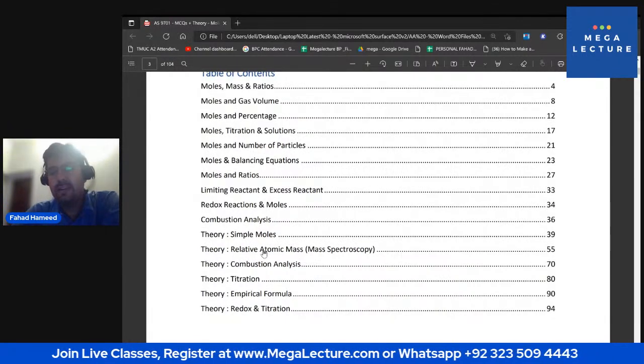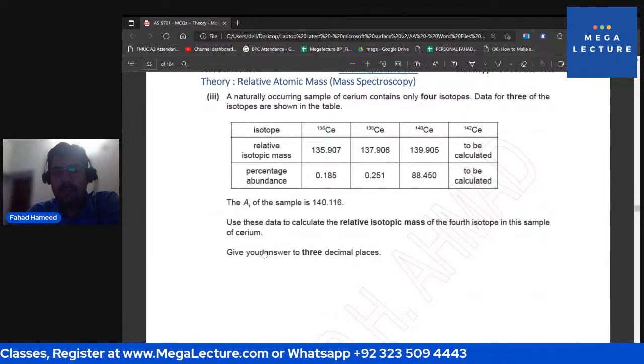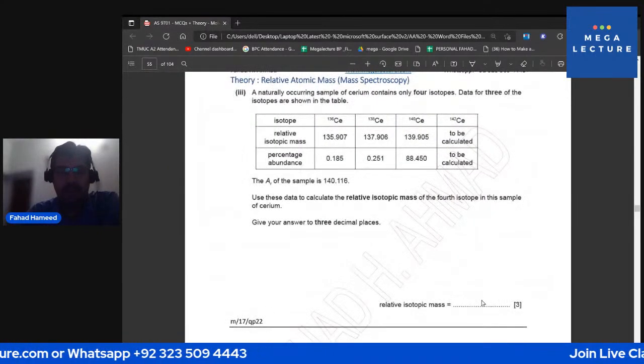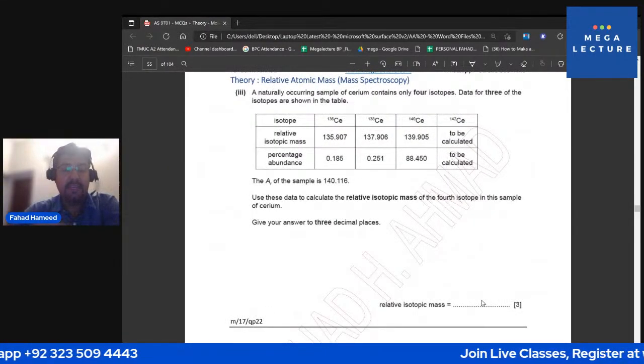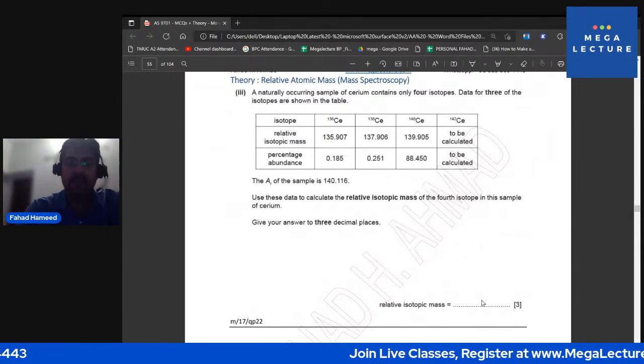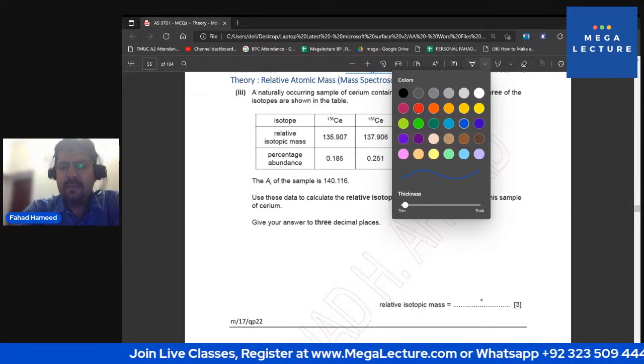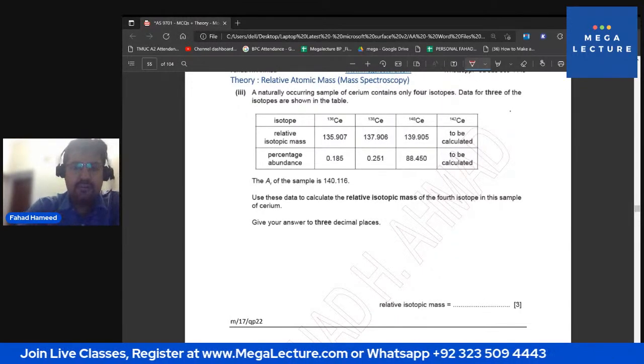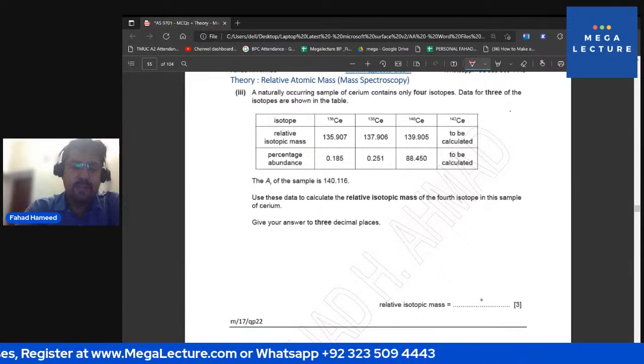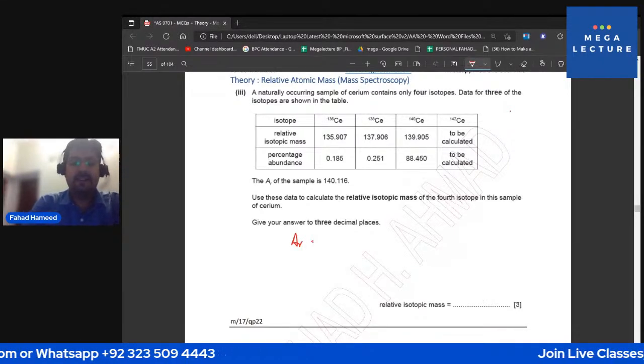We're going to start with relative atomic mass. Remember, there's a very high probability of getting this question in your exam. How do you calculate the relative atomic mass? It's a very popular question in paper twos. The first thing is you should know what the formula for Ar is. The relative atomic mass is the average mass of the atom.